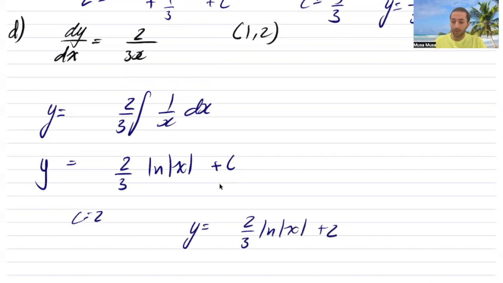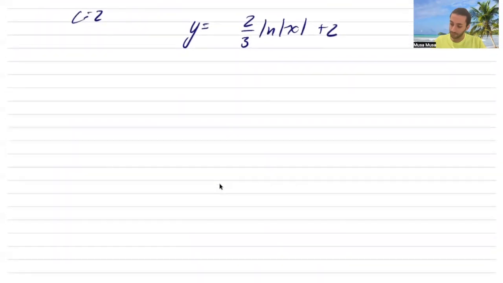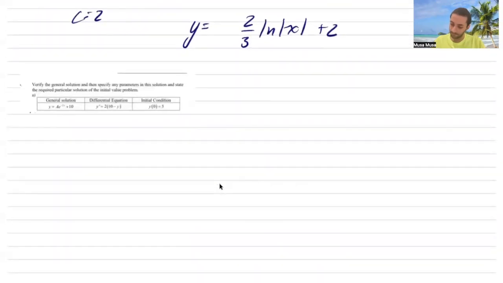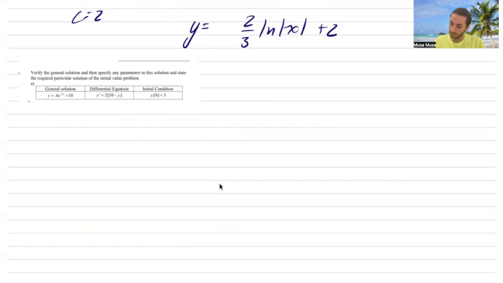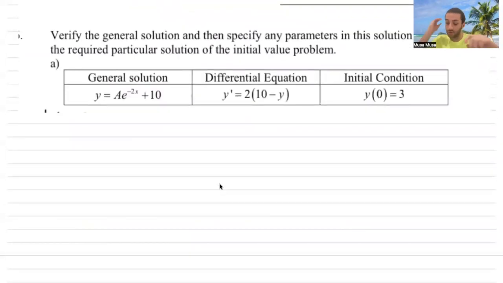Nice. Just so you know, there are some other questions where they could write it something like this. Let me just chuck it in. Verify the general solution and then specify any parameters in this solution and state the required particular solution of the initial value problem. The general solution, differential equation, and initial condition.